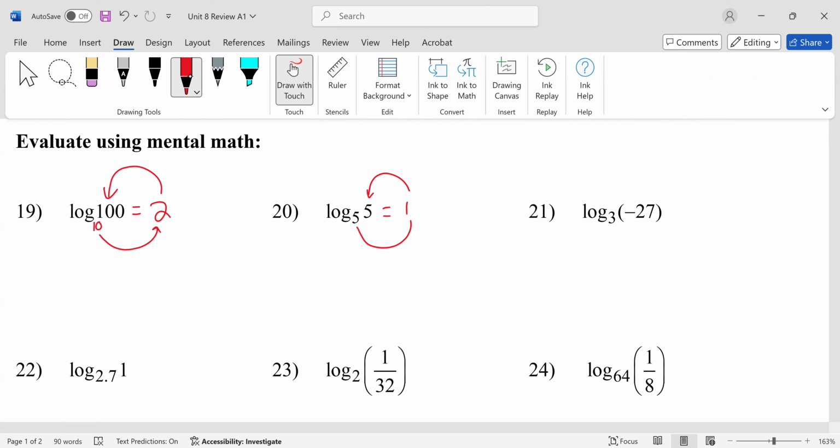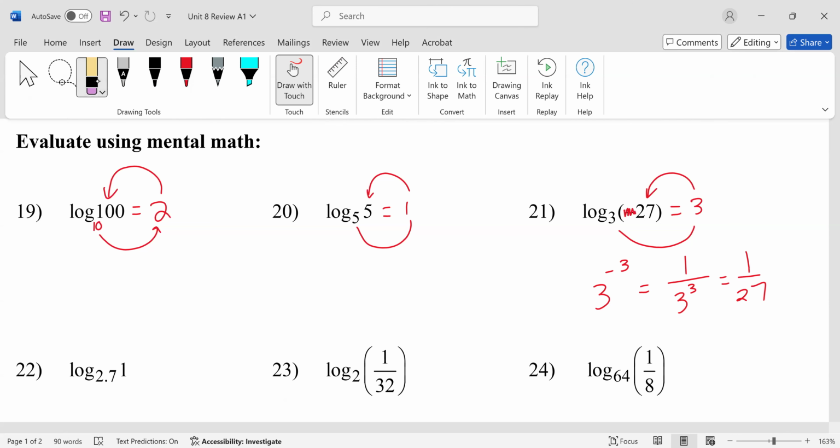Normally, let's pretend this negative wasn't here. What would your answer be? 3, because 3 to the power of 3 is 27. Is there a number that will give you -27? If you did 3 to the -3, what would your answer be? Right? Because this will go to the denominator, and that's just 1 over 27. So nothing really gives you -27.